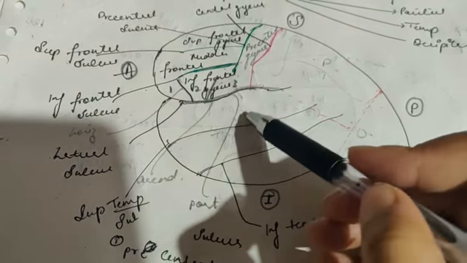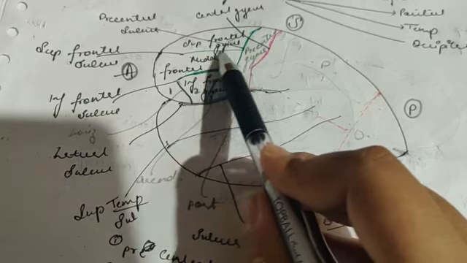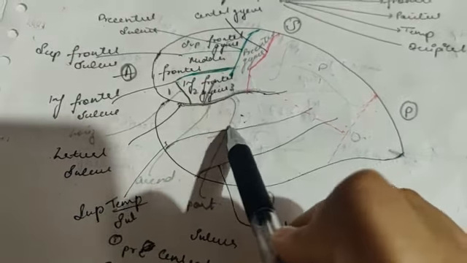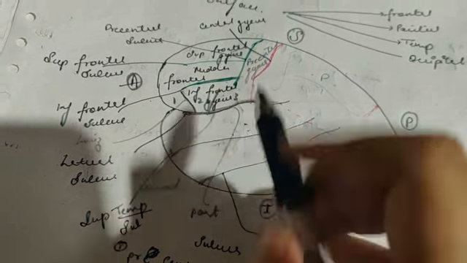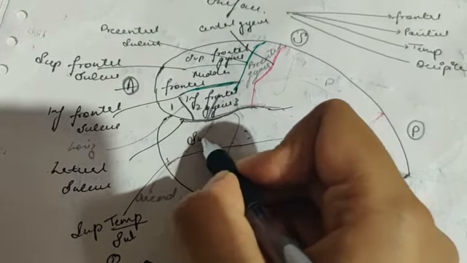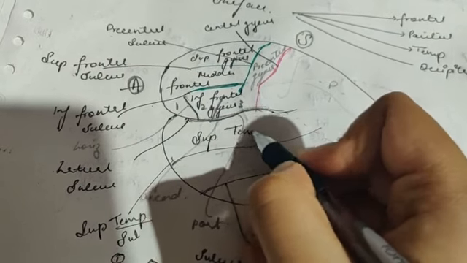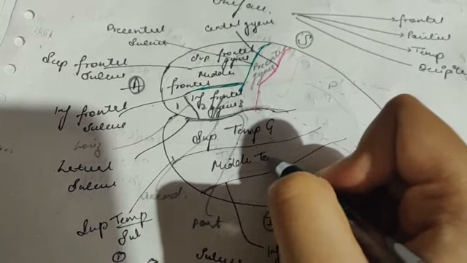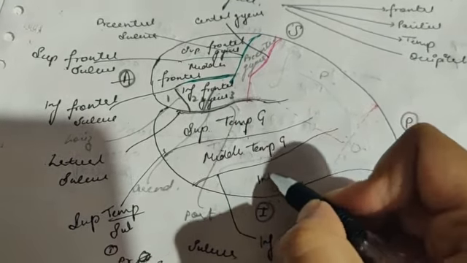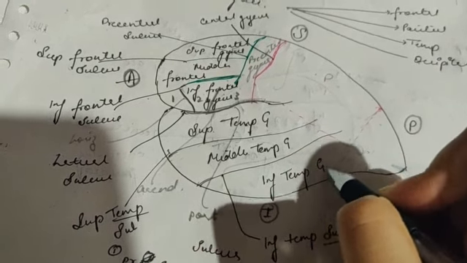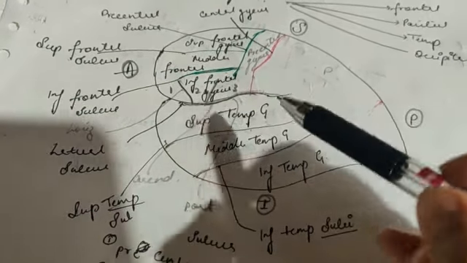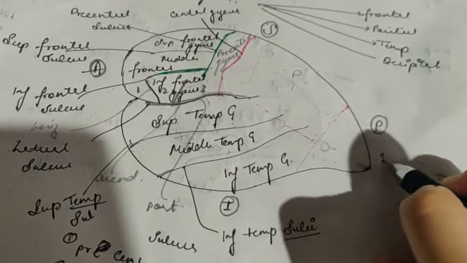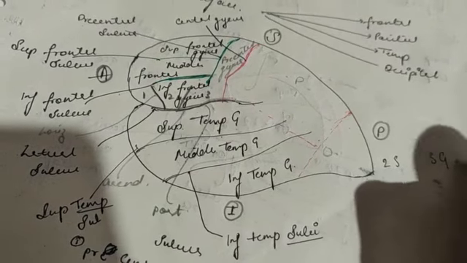Here, the superior frontal sulcus divided the superior frontal gyrus and the middle frontal gyrus. The same way, the superior temporal sulcus is going to divide the temporal lobe into the superior temporal gyrus, middle temporal gyrus, and inferior temporal gyrus. So the temporal lobe has two sulci and three gyri.